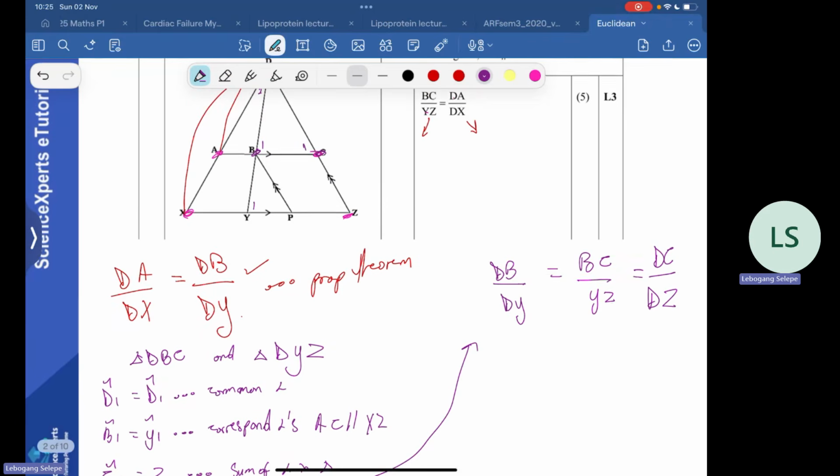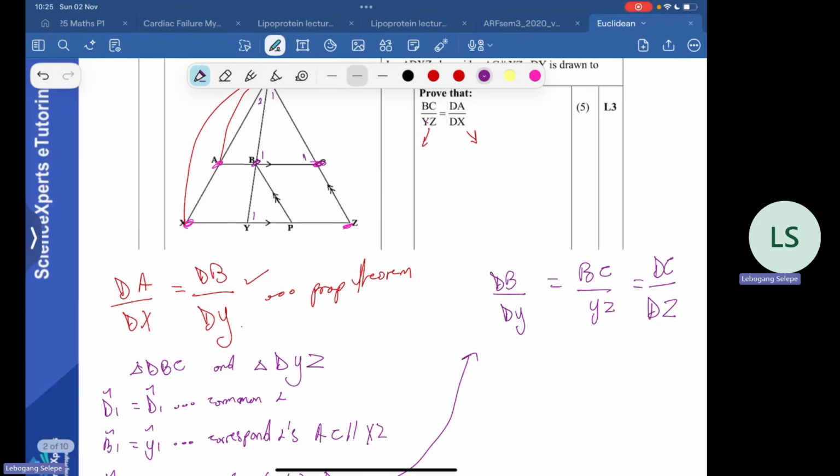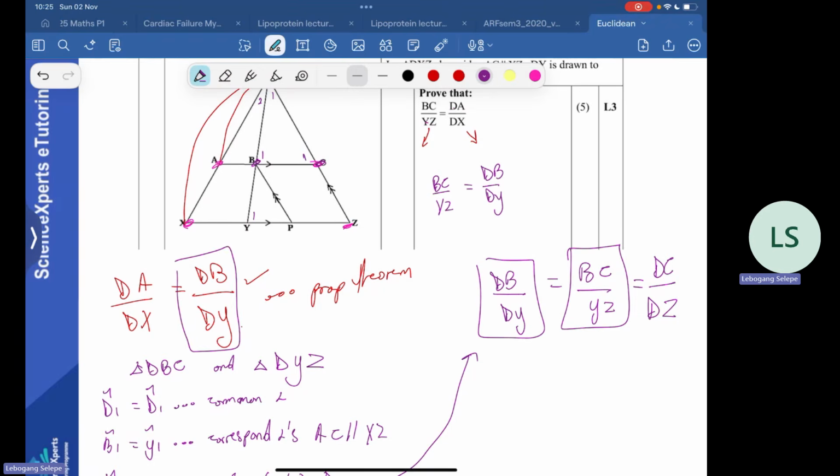So remember what we were trying to prove. I wiped it out. We were trying to prove that BC over YZ is equal to DB over DY. So can we see it here? DB over DY, BC over YZ. Here it is, we proved it, right? So now, if you look at it, we first proved that DA over DX is equal to DB over DY, right? Here it is there.